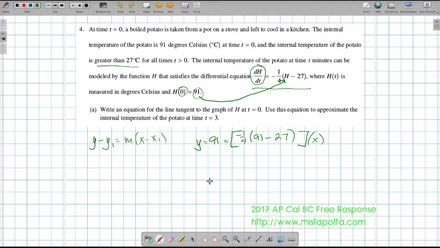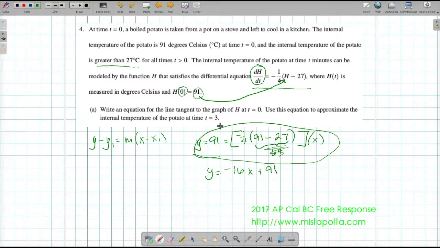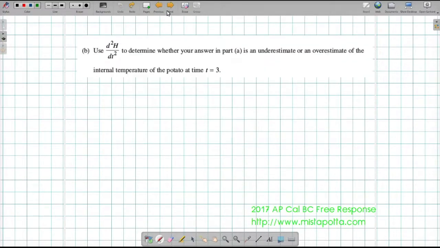And this is a perfectly legitimate answer, although it would be helpful to know that this comes out to be 64, and so I could really write this as negative 16x plus 91. Now, this is a perfectly valid answer. Of course, getting rid of that 64, this is a perfectly good tangent line. But knowing this little tidbit can make further problems a little bit easier. The calculation's not too difficult, but there's no reason to make that calculation if we don't have to.